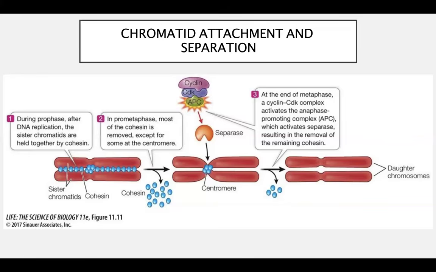from each other. So at the end of metaphase, the beginning of anaphase, APC, which stands for anaphase-promoting complex, gets activated. The enzyme known as separase gets activated. Separase then gets rid of any remaining cohesin, which is located at the centromere of the cell, allowing the sister chromatids to separate from each other.